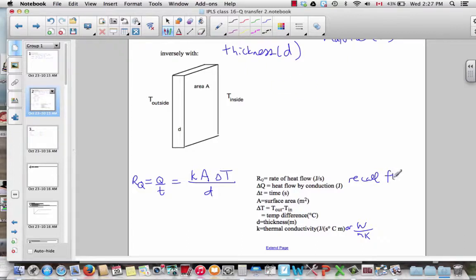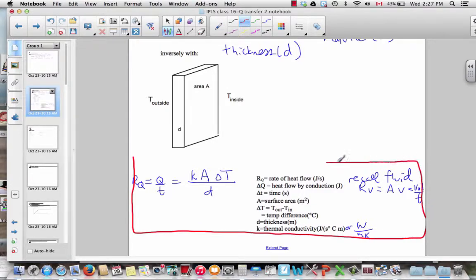Now, this is a rate of heat flow. Recall, for fluid theory, we defined the volume rate of flow as being cross-sectional area times the speed, and that was the ratio of volume to time in cubic meters per second. This is a similar rate of flow, but it's the joules per second of thermal energy flow. So that's our first principle for today. It's the principle of conductive thermal energy transfer through a slab of material.